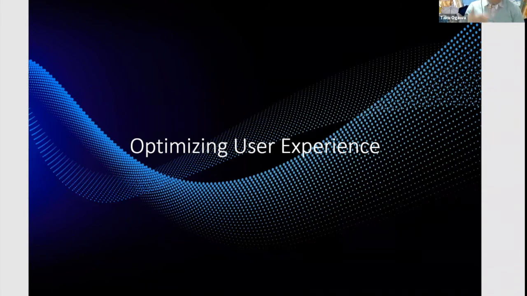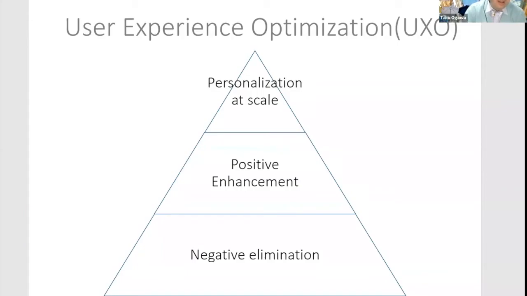So how are we going to do this? Actually, to do this, there are 3 steps used to do user experience optimization. The first step is negative elimination. We go on to the positive enhancement and personalization at scale. I'll be explaining this from the next slide, but we need to start from the bottom. We start from the negative elimination.